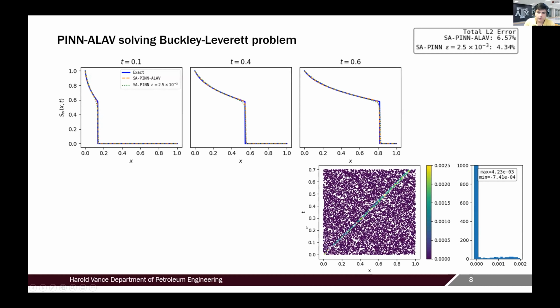Okay, so where the shock front is, we have different values of artificial viscosity. So we are capturing the front evolution only on the artificial viscosity. So we are applying the artificial viscosity only where we need it. Okay, so this was the idea of the PIN ALAV.